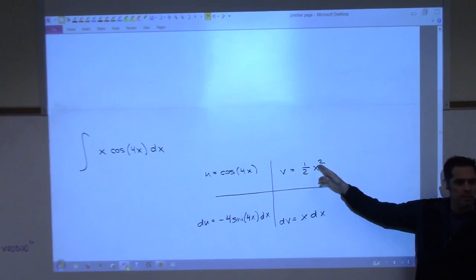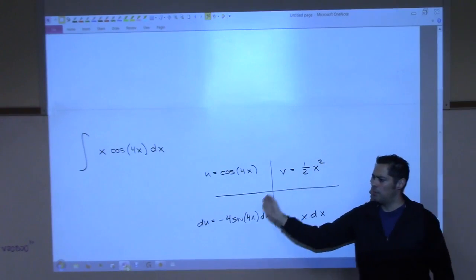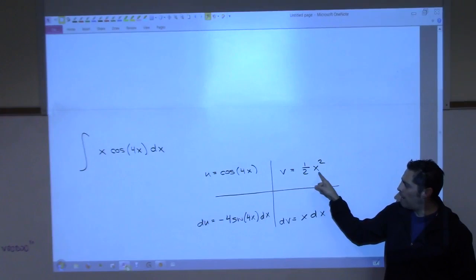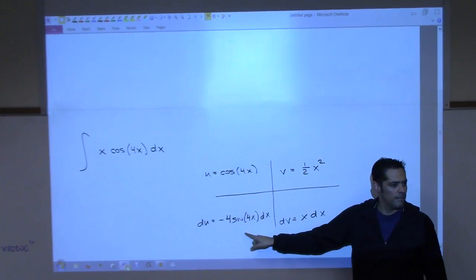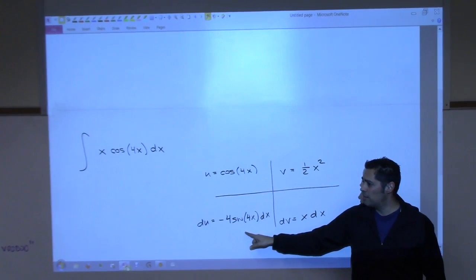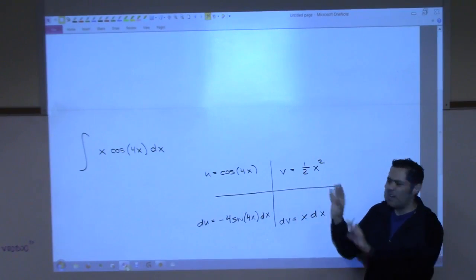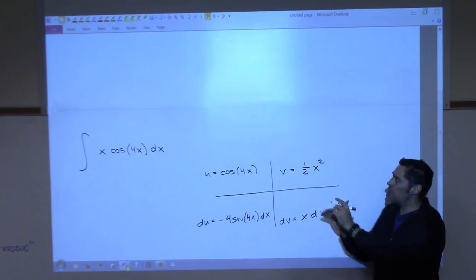Power rule, right? Now look at your diagonal. Picture that new integral: 1/2 x squared times this, right? That's actually gotten worse, hasn't it? You're going to have an x squared attached to a sine 4x. You've got some constants. You can pull those out. But do you all see that new integral?